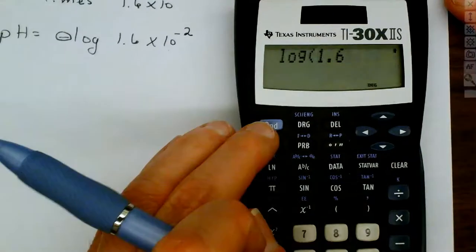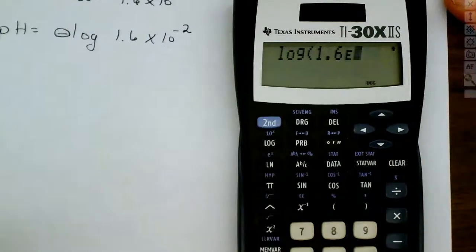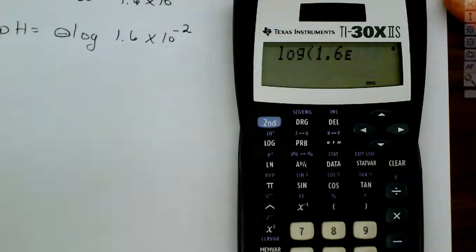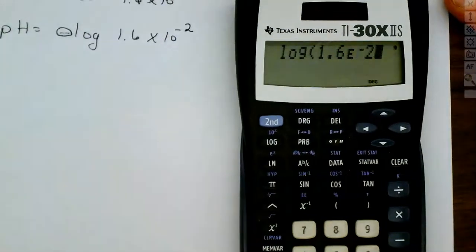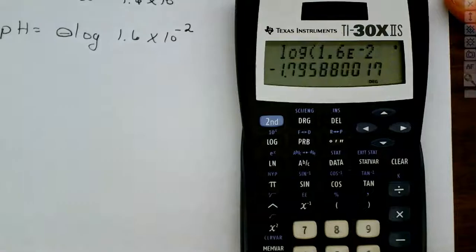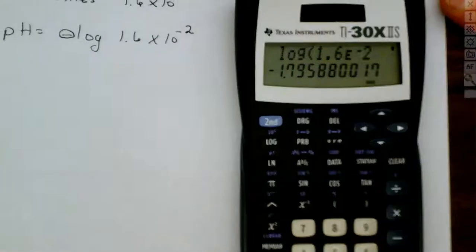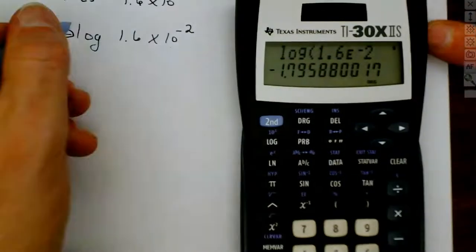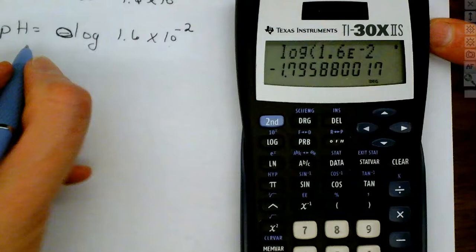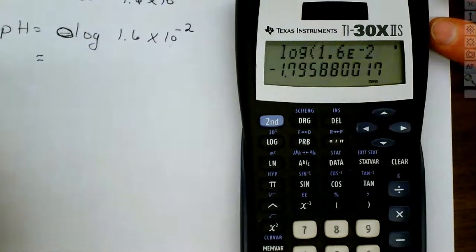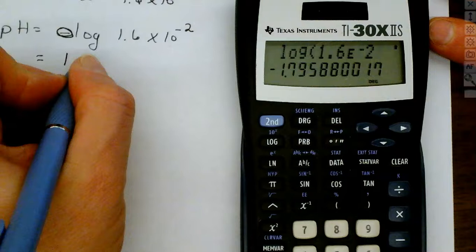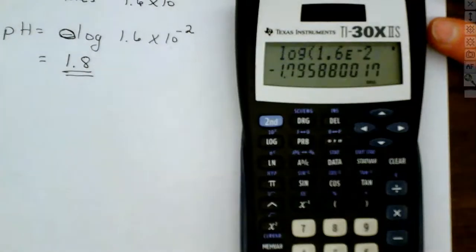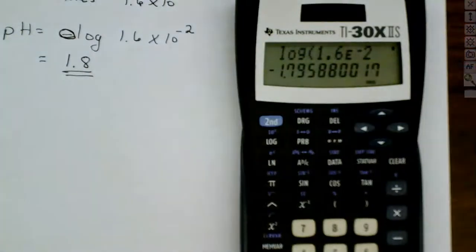So you have to hit second, inverse. That's going to put the E there. Now that E is the power of 10. And what does it raise to? Negative 2. And then we hit equals. When we work out pHs, they're going to come out positive. We have a negative in front, so we change it. If I change that and round to the nearest tenth, that's going to round out to 1.8. Normally pHs are going to be rounded to the nearest tenth.